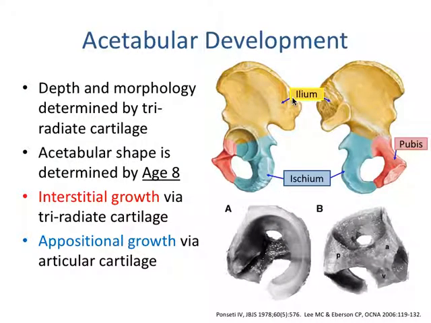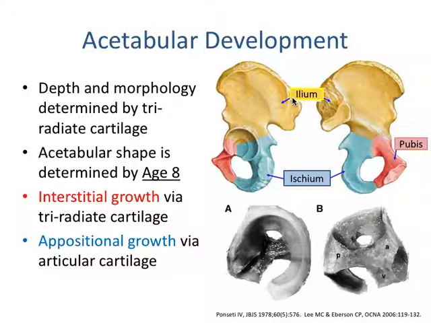In terms of acetabular development, the depth and morphology is primarily determined by the triradiate cartilage. And that depth and shape is really determined by age 8. So that's kind of our landmark for when, at least in terms of changing the shape of the acetabulum, we try to make our interventions before that time.